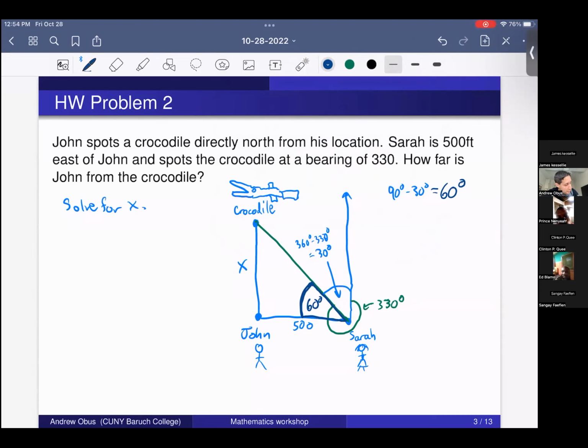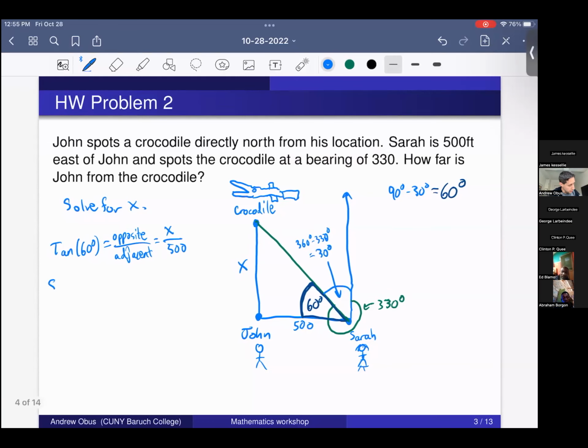Okay, good. So now we know what we need to know. We have X, we have 500, and we have 60 degrees. So what trigonometry function should we use to set up the equation? Tangent, exactly. So tangent of 60 degrees is equal to opposite over adjacent. And so this is equal to x over 500. So x is equal to 500 tangent 60.